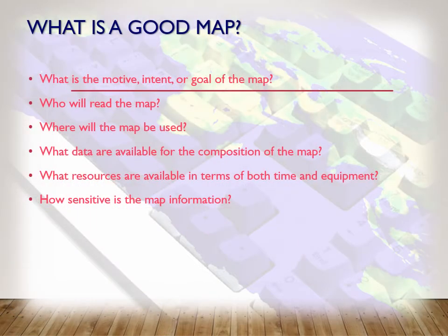So what is a good map? We have to have your objective or goal. Who are the people that are going to read the map? That's a big one. When will it be used and where will it be used? Do we have all the data to make the map? What resources are available? And how sensitive is the map information? If we're plotting certain sensitive data such as Homeland Security data, we need to make sure that the map doesn't fall in the wrong hands.